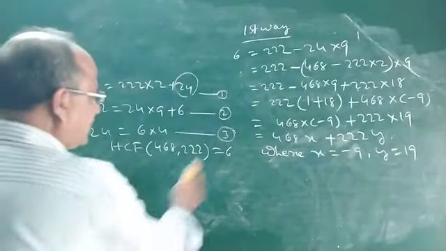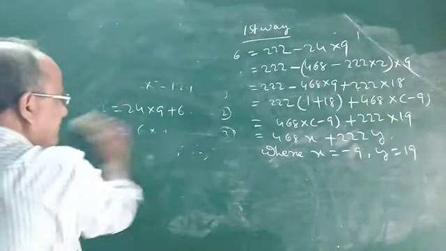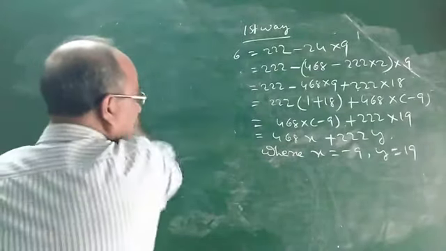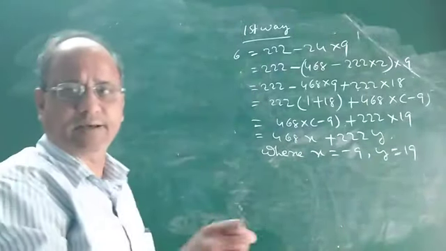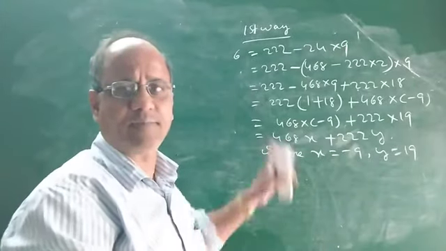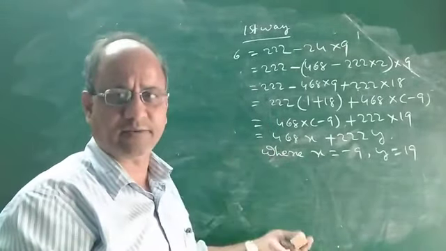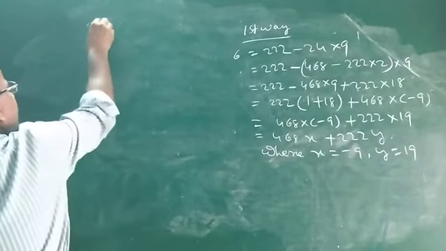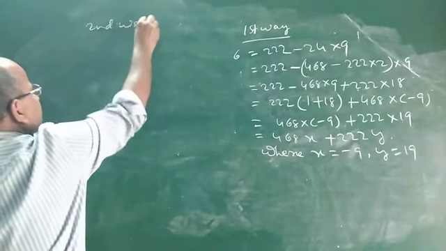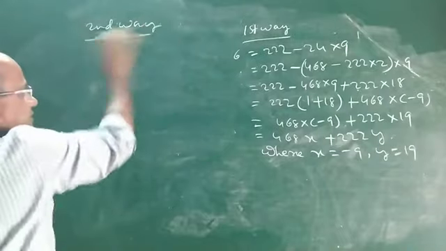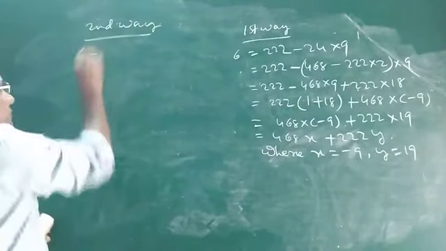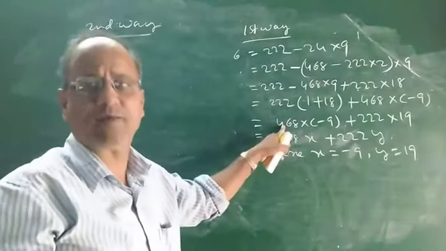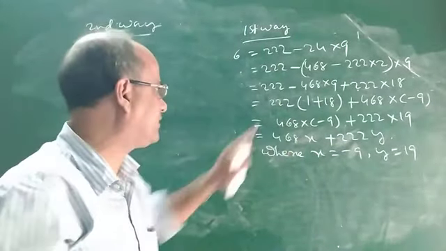Now see, in order to express the same HCF of the two given positive integers as a linear combination of the two positive integers, what will we do? What is the second way? The question is, you express the HCF in two ways. The first way has already been done. We have already expressed it. So first you write the first way.